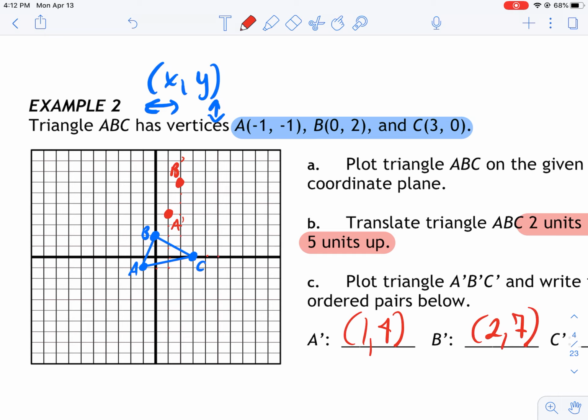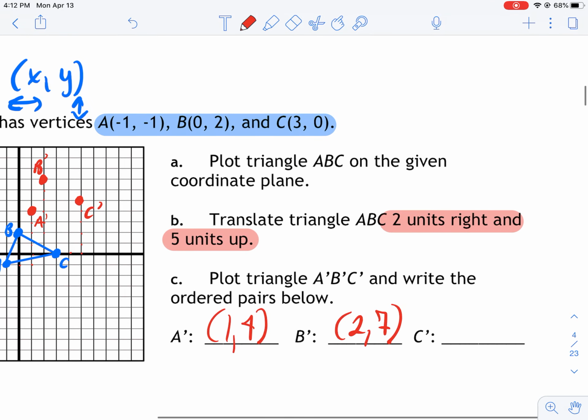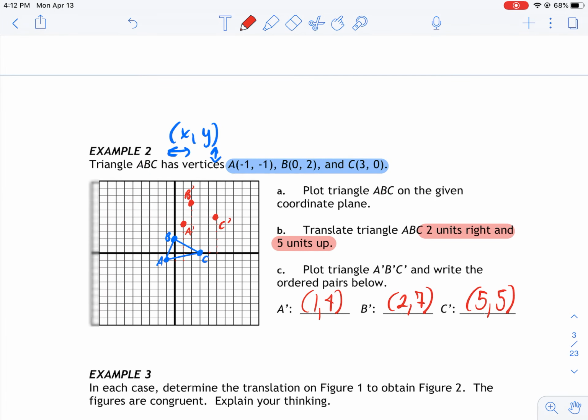Okay, and then we have one more, C prime. So we're going to go 2 to the right and 5 up. 1, 2, 3, 4, 5. Right there it is, I believe. Okay, count it out. Coordinates 1, 2, 3, 4, 5 to the right. 1, 2, 3, 4, 5 up. So C prime is the point (5, 5).